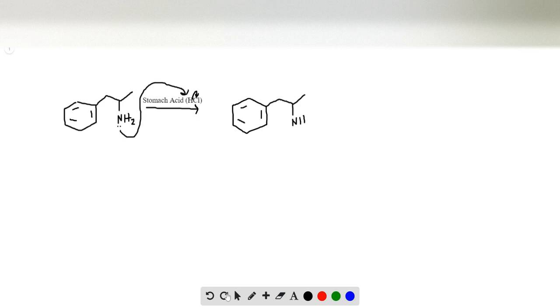If we redraw that, we've now done a protonation on nitrogen. It has a positive charge now. And chlorine is a counterion, so we've generated a salt.